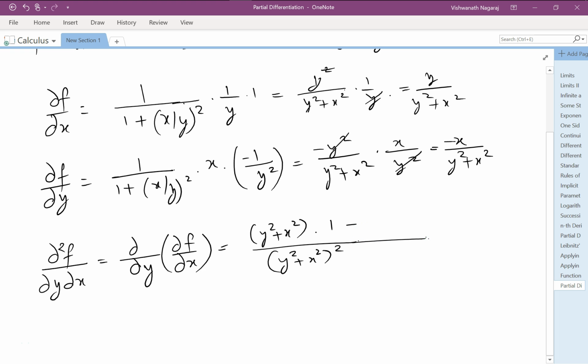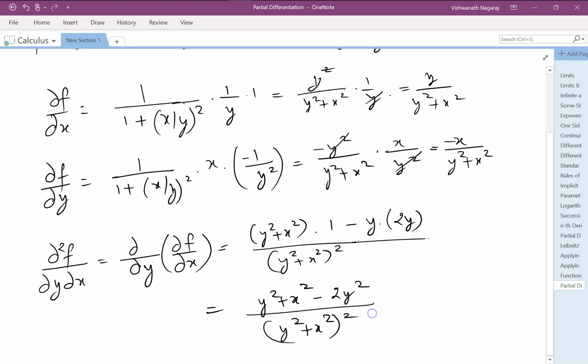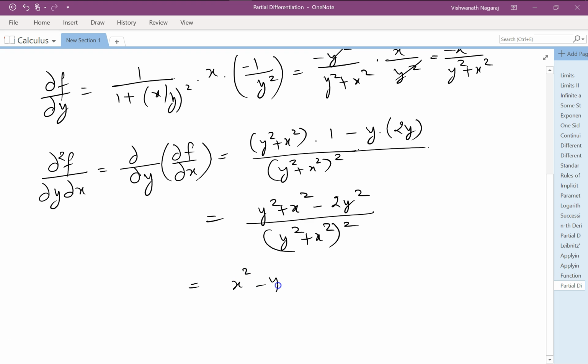Now we keep the numerator as it is and differentiate the denominator. So differentiating the denominator, that is y square plus x square, will make it 2y. So now let's simplify this. y square plus x square minus 2y square by y square plus x square the whole square. This is equal to x square minus y square by y square plus x square the whole square.